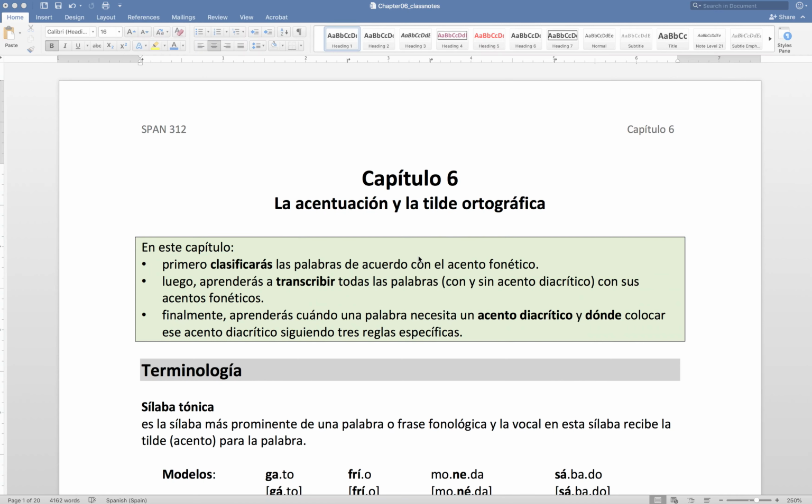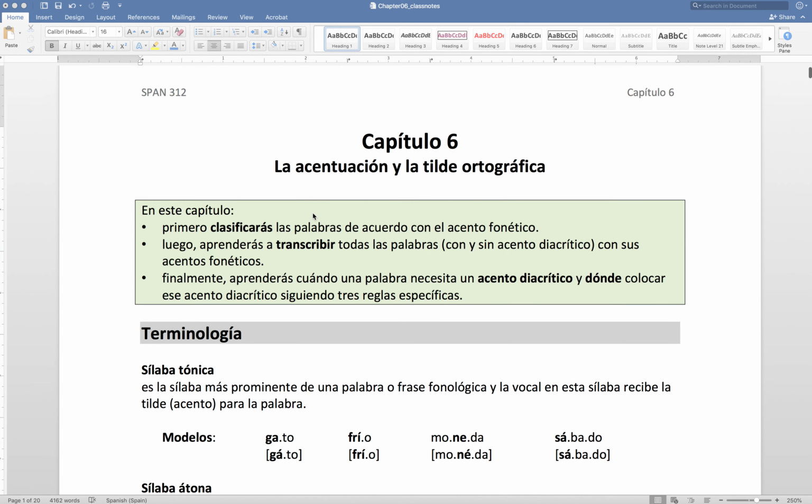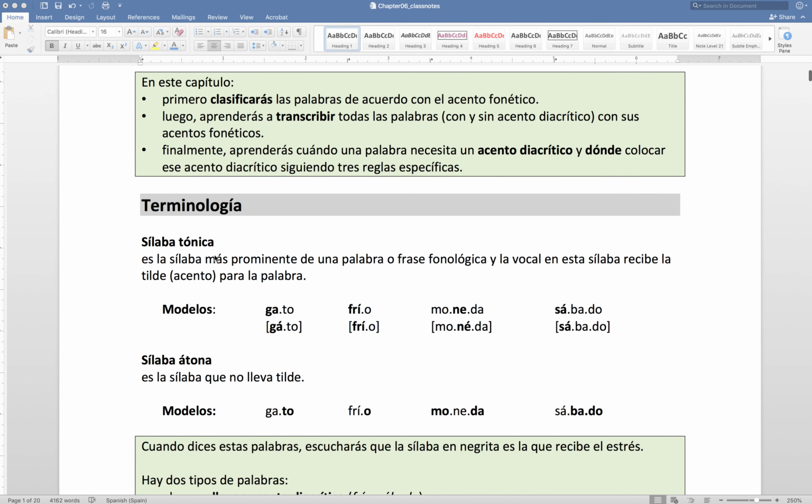Chapter 6 is one of the longest presentations of material, and I'll say one of the most complicated chapters. But you need to master the information presented, because of the theory that falls within it, to be able to then transcribe properly.